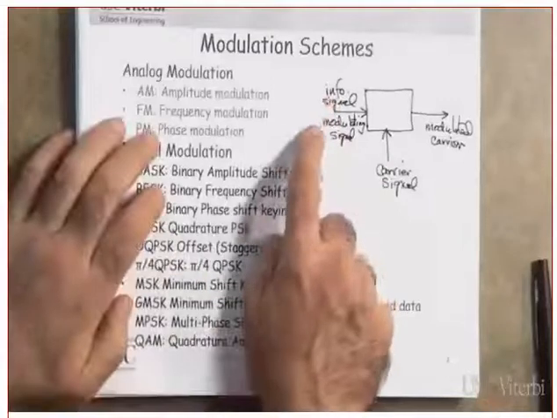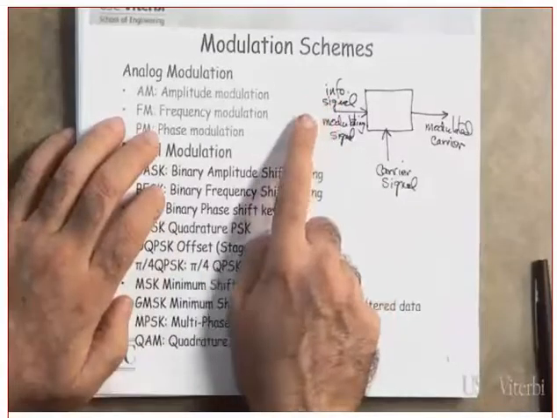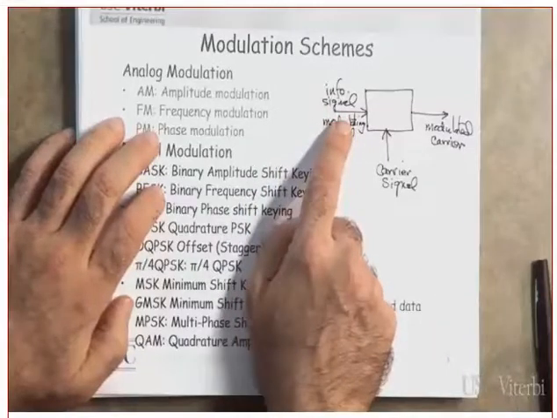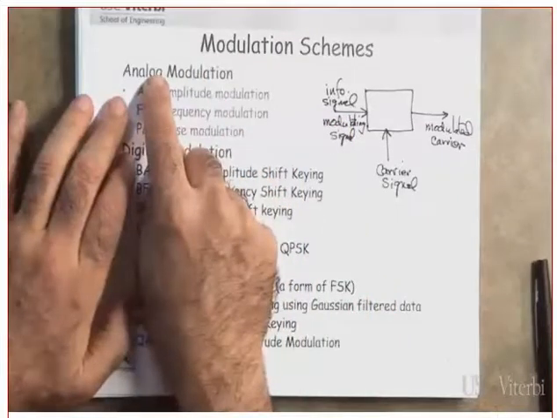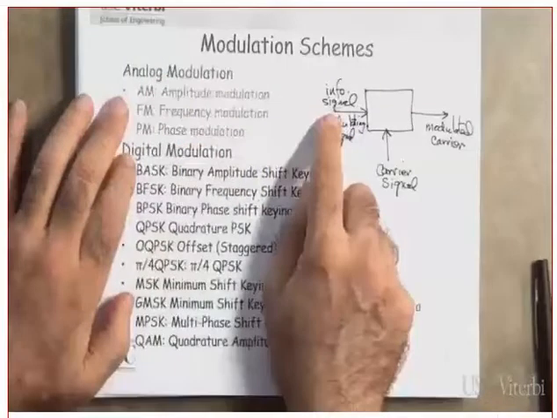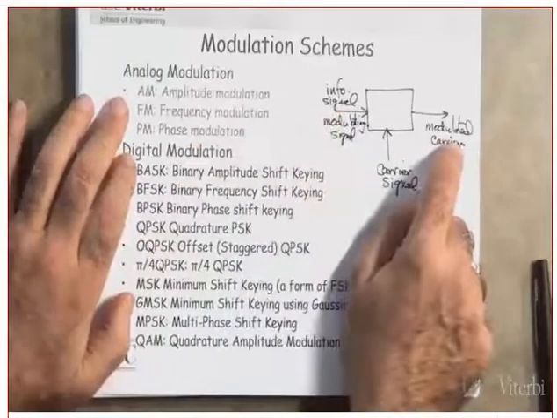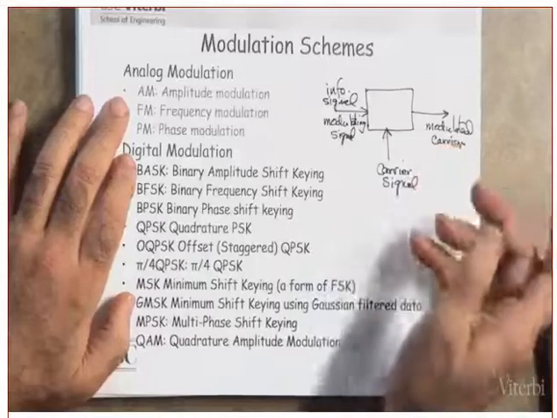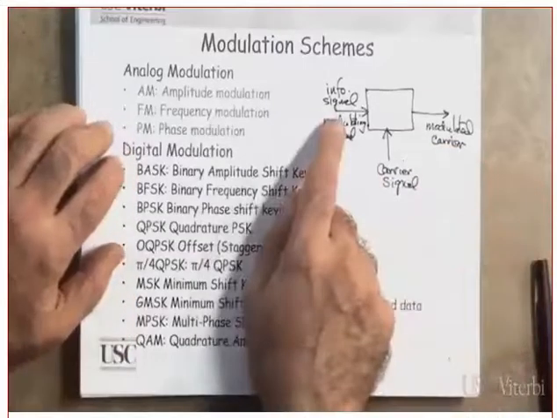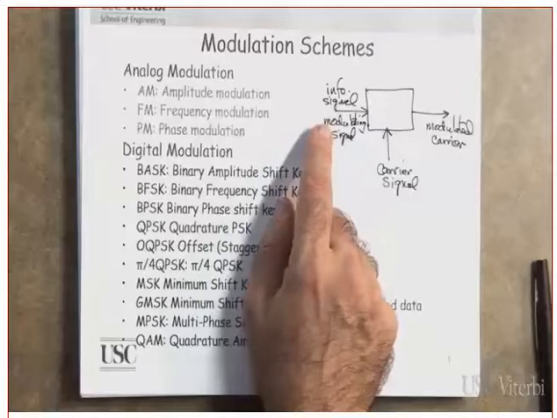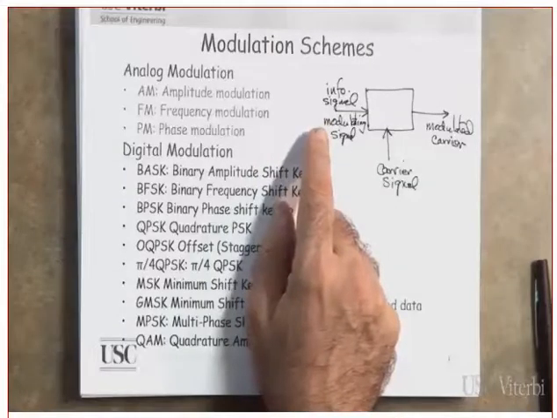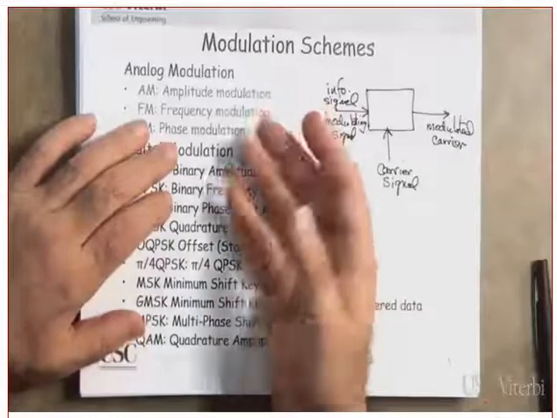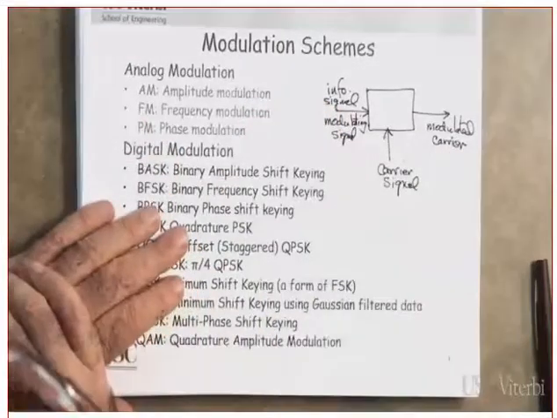Now, is it possible that the source is analog? If the source is analog and you do not convert it to digital via the use of an A to D, an analog to digital converter, then we call the modulation technique analog modulation. So in analog modulation, the information signal is analog and the modulated carrier is also analog. In the digital case, the information is digital, either digital by nature or digital by digitizing an analog signal using the A to D converter. We call it digital modulation.